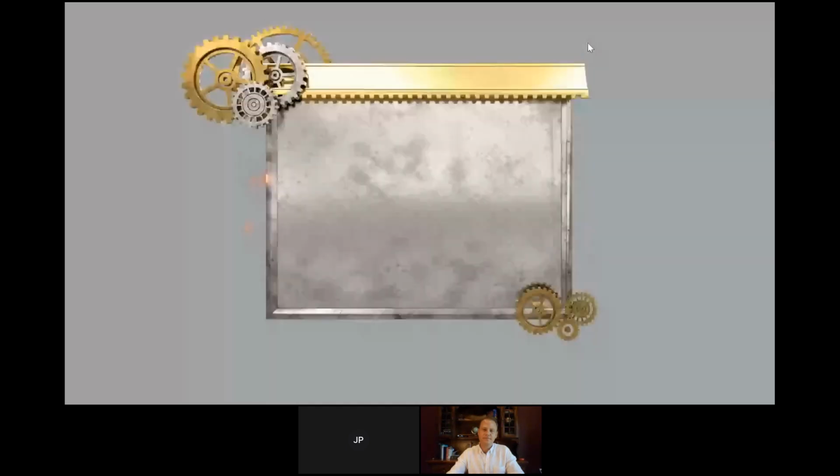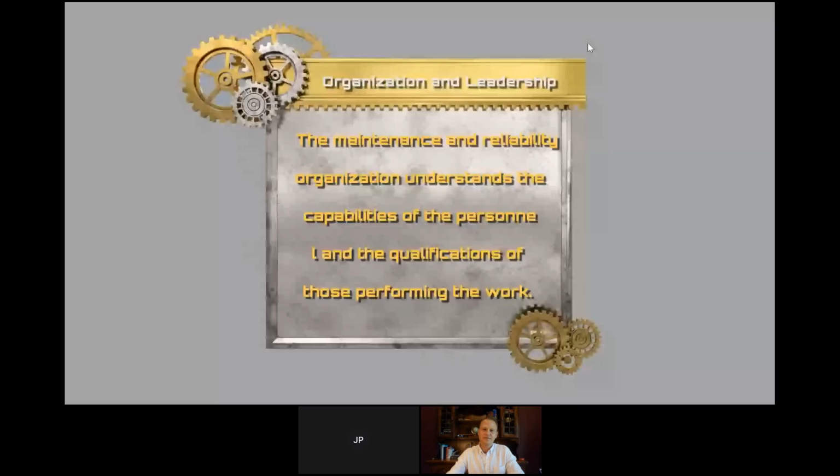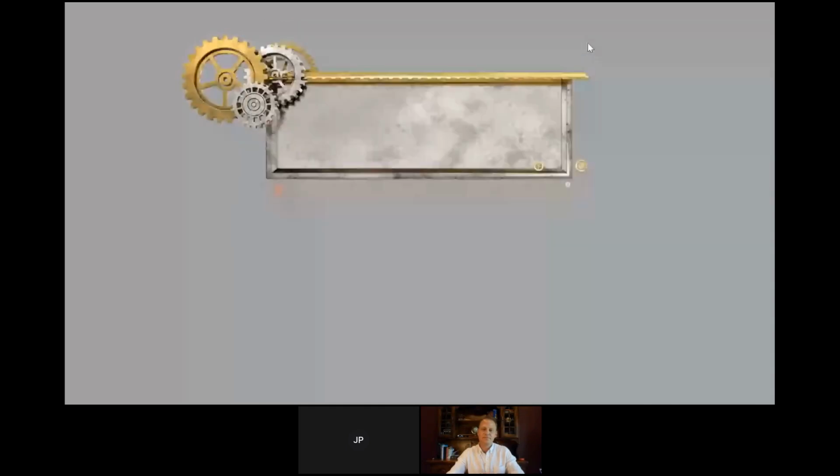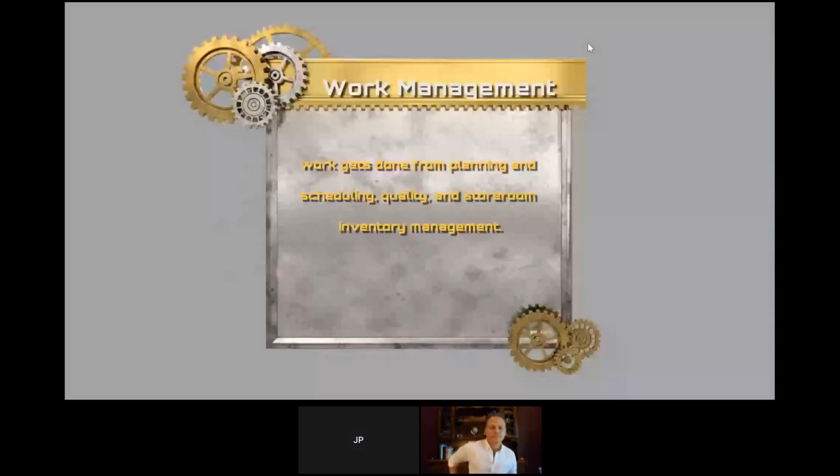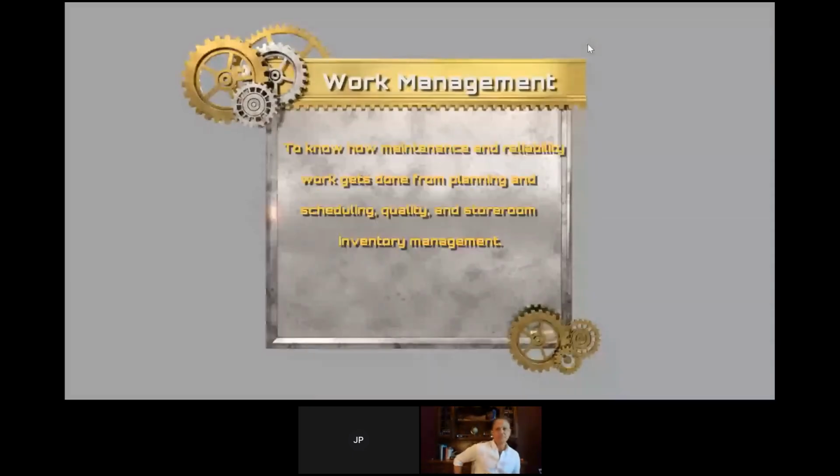Organization and leadership. The maintenance and reliability organization understands the capabilities of the personnel and the qualifications of those performing the work. Such examples would be having an organizational structure, skills assessment and job task analysis, performance analysis, and how you're training your staff. The final of the 5 pillars is work management, to know how maintenance and reliability work together from the planning, scheduling, quality, and storeroom inventory management. Such areas may include maintenance workflow, work order management, storeroom management.